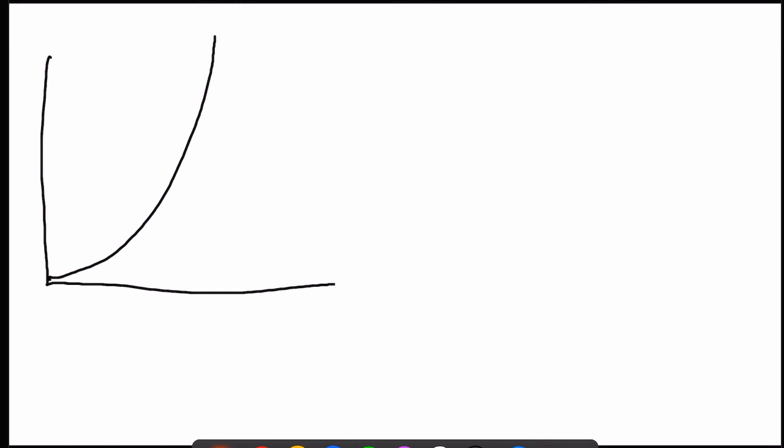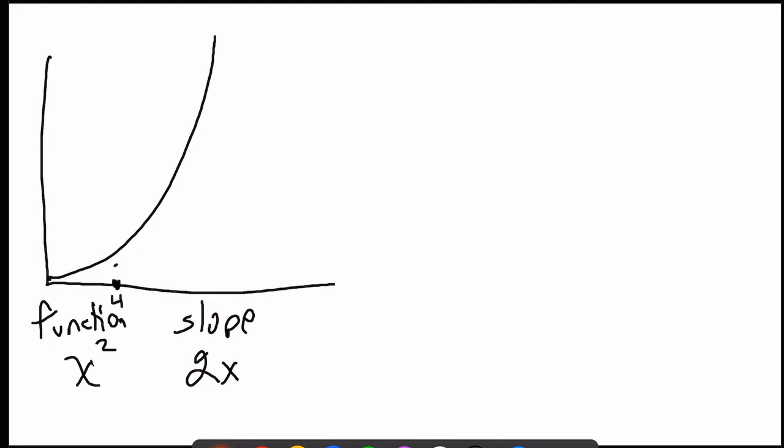So let's just say that's x squared. That's the function. The slope at any point on there is 2x. So if this is 4, this would be 16. This is x, and this is y. We take that point and draw the tangent line through it. The slope of that tangent at 4 would be 8, so it comes out 1 and up 8.